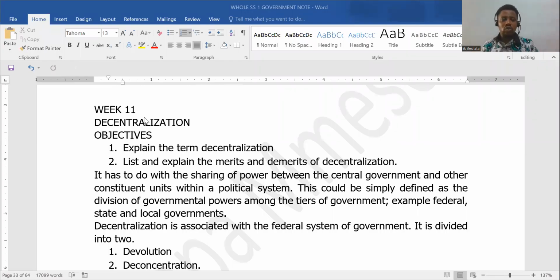So today we are going to look at decentralization, and we're going to look at the meaning of decentralization. We're going to see the merits and demerits of decentralization. So let's take note of these two key nuggets here. We're going to break them down properly.